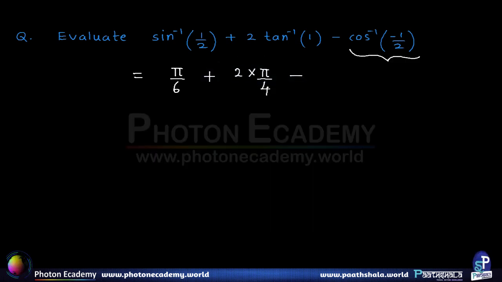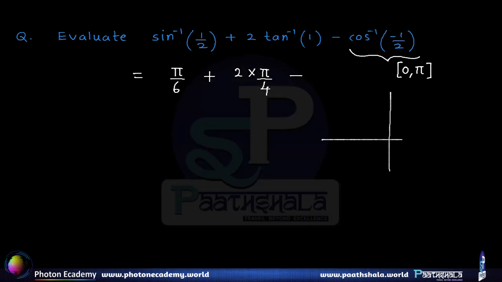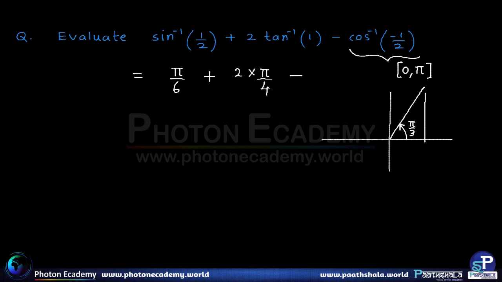For cos inverse the principal value branch is 0 to pi. So we have to think of an angle in 0 to pi whose cos is minus 1 by 2. Since the value of cos is negative, clearly the angle has to be in the second quadrant. For a moment, if you think plus 1 by 2, then it will be nothing but 60 degrees, that is pi by 3, because cos of pi by 3 is 1 by 2.